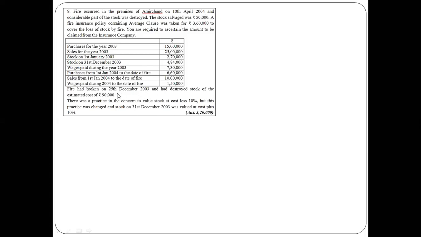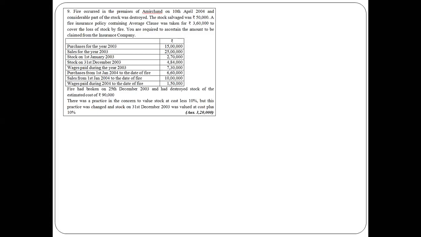So this is some information from last year. Last year also some material might have been lost due to fire. So in 2003 the stock destroyed is estimated at 90,000. This is last year. We are preparing for the current year, that is 10th. So this transaction of 90,000 pertains to which financial year? It pertains to 2003, and the trading account information.